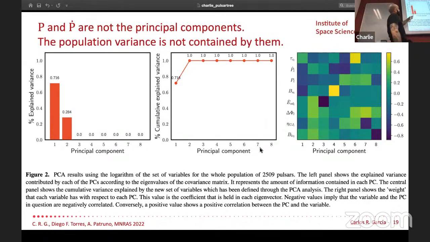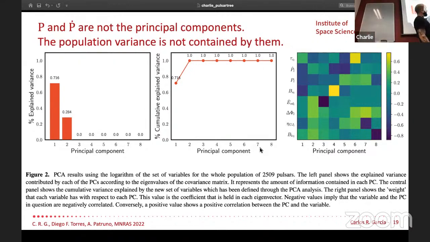In this first panel, you see the principal components as a function of the explained variance. In principal component one, you see that 71.6% of the variance of your data is hosted. With the second principal component, you are able to reproduce the remaining variance of your data. If you make the total sum of the two, you see the cumulative explained variance. So with only two principal components, which is something we knew when we started to study this, you are able to reproduce 100% of your information.